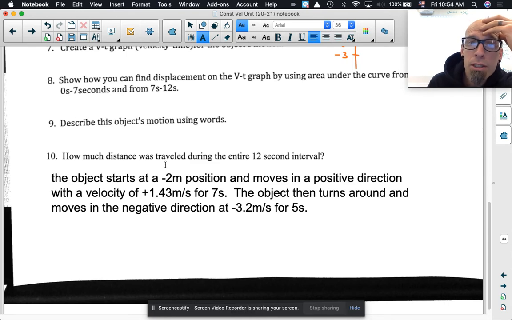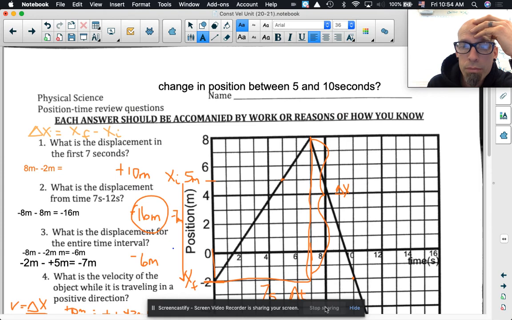Now, number 10, how much distance was traveled during the entire 12-second interval from start to finish? From start to finish.